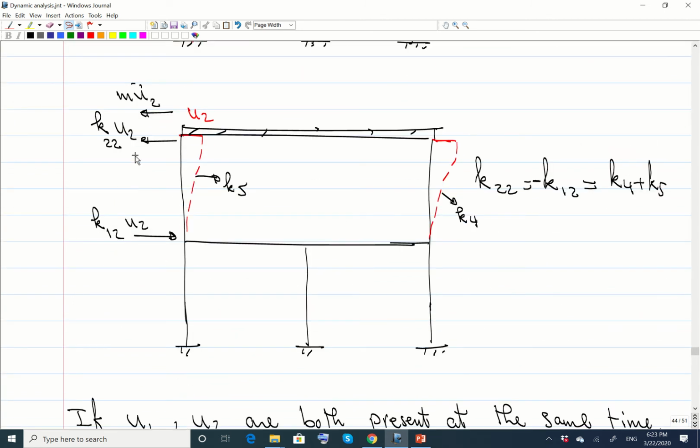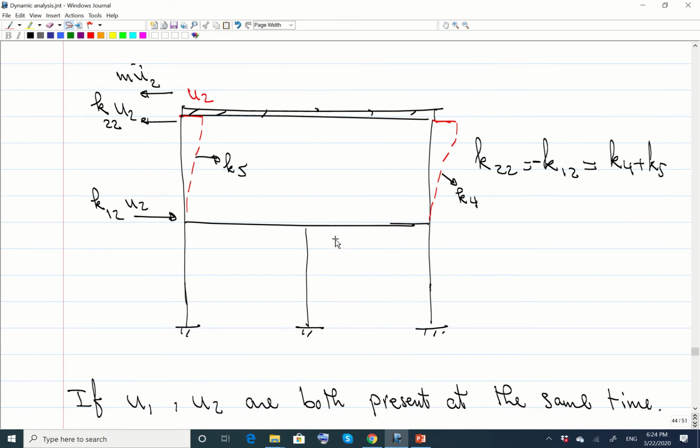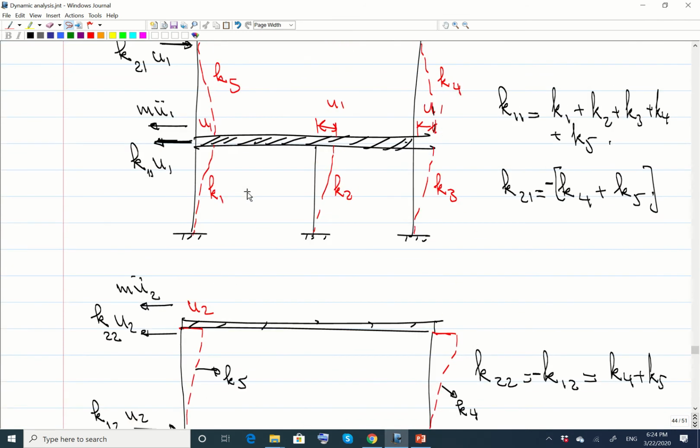Now let's assume the other way. U1 is 0 and U2 is the only thing that happens. So if there is only U2 over here, those 2 columns, K4 and K5, want to move that back. So K22 will be K4 plus K5. The K12, there will be a force over here because this one wants to move, but it's going to be opposite in direction to this force. Those 2 forces will be equal but opposite. So K12 is negative (K4 plus K5), with a negative sign over here. So now what if we have both U1 and U2 applied on a structure all together?